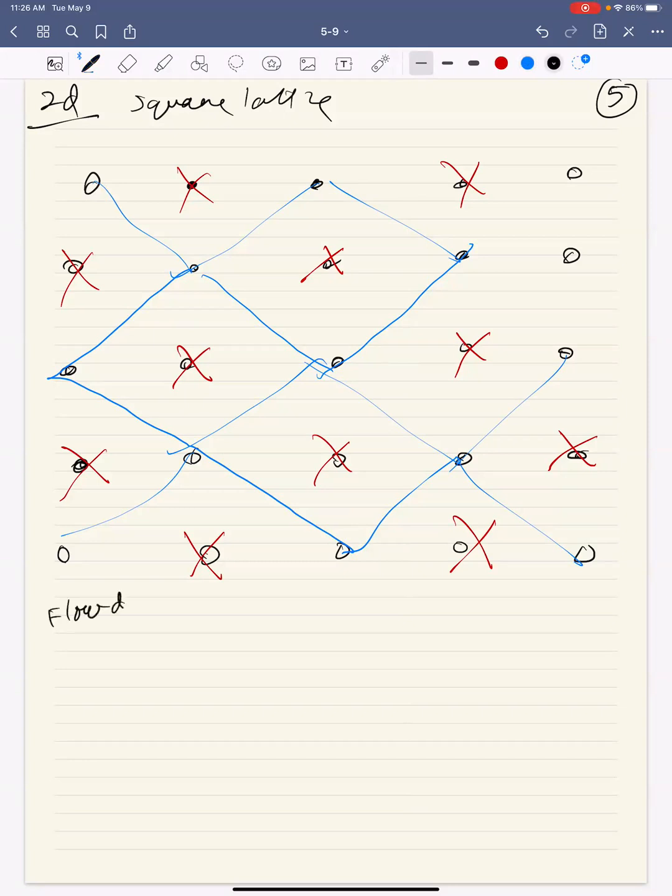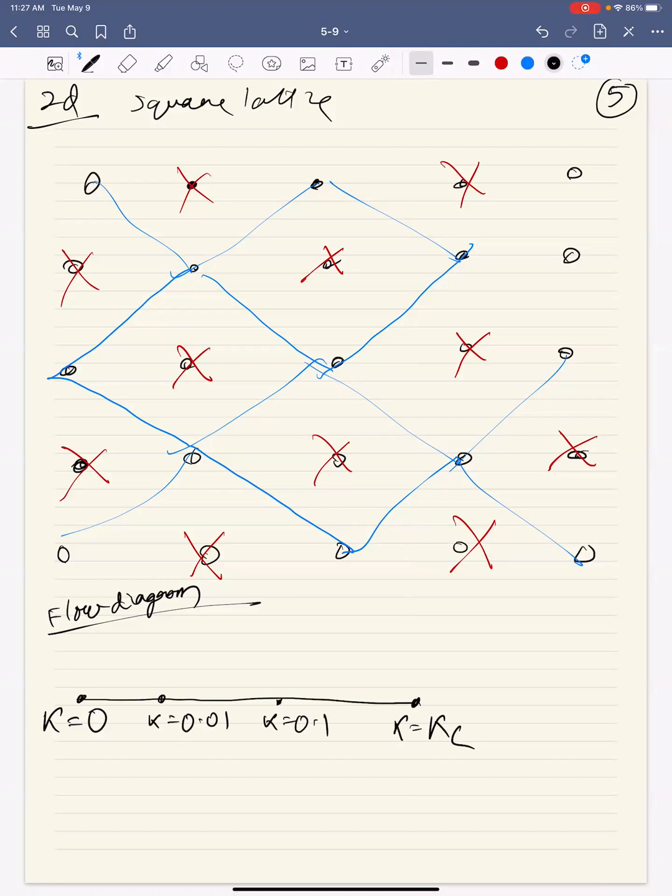And the flow diagram for this one looks non-trivial. So if you start from K is equal to 0, you can keep increasing the value of K. You will keep increasing the value of K. And you will get to a certain value of Kc. Once you go to that value of Kc, you cannot go any further. You stop. And you have to look at the equations in Kadanoff's paper. So you can keep going in this direction. Once you get there, you stop.